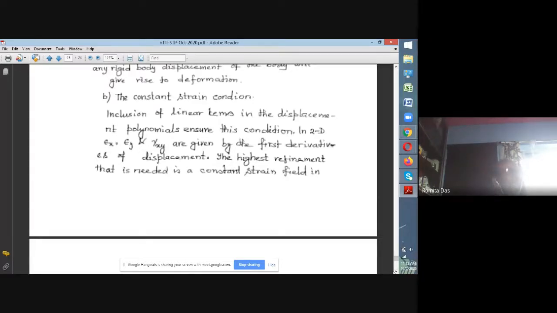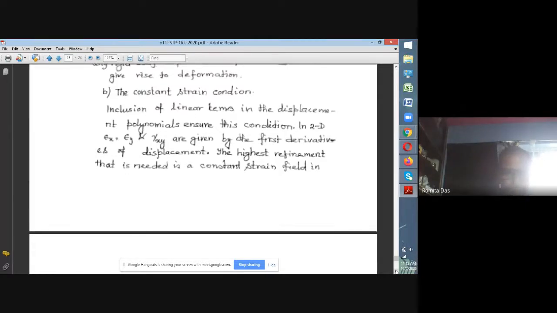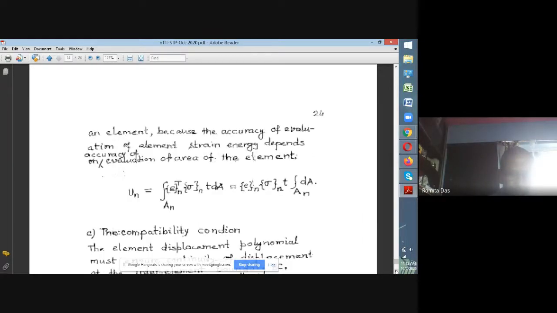If you are talking about plate bending, the requirements are different. Depending on the problem, it will vary. But in the case of two-dimensional stress analysis, the terms involving linear terms like alpha 1 plus alpha 2 x plus alpha 3 y, this alpha 2 x plus alpha 3 y, assure the constant strain condition. And then lastly, the last condition that must be satisfied is inter-element compatibility.